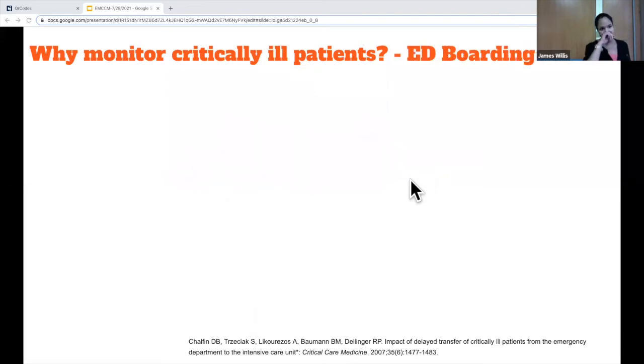Another reason why we monitor our emergency department patients who are critically ill is because of ED crowding and ED boarding. When I say that, what I mean is patients who are dispositioned to an inpatient team, but they're living in the emergency department for a prolonged period of time. So ED boarding of critically ill patients has been increasing over the past several years. And what we see is that across the board, whether it's critically ill patients or not, outcomes are actually worse for patients who board in the ED for longer periods of time.